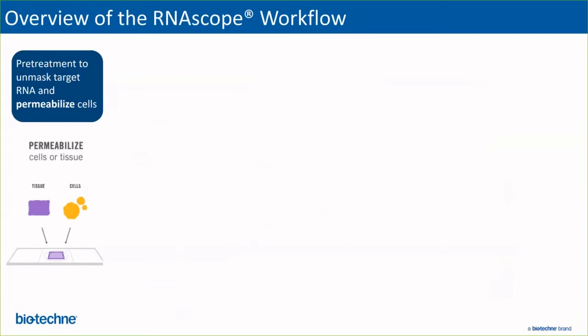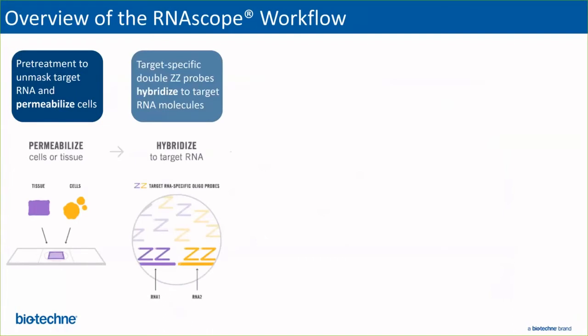Here is a brief overview of the RNAscope workflow. The RNAscope assay is a slide-based assay and is intended for use on sample types similar to those used with IHC or IF. The assay starts with permeabilizing the sample with reagents provided in the pretreatment kit. The pretreatment allows unmasking of the mRNA targets, thus allowing the target probe to penetrate into the cell and hybridize to the target RNA sequence.